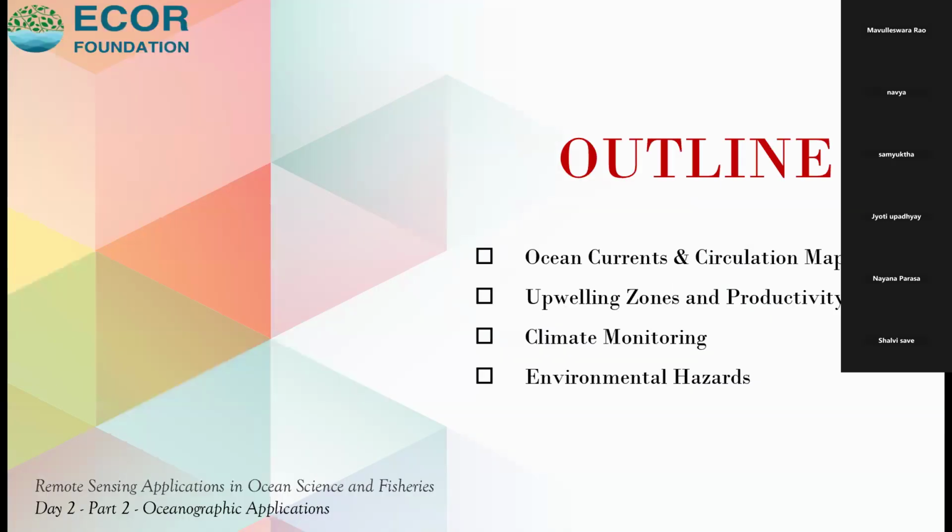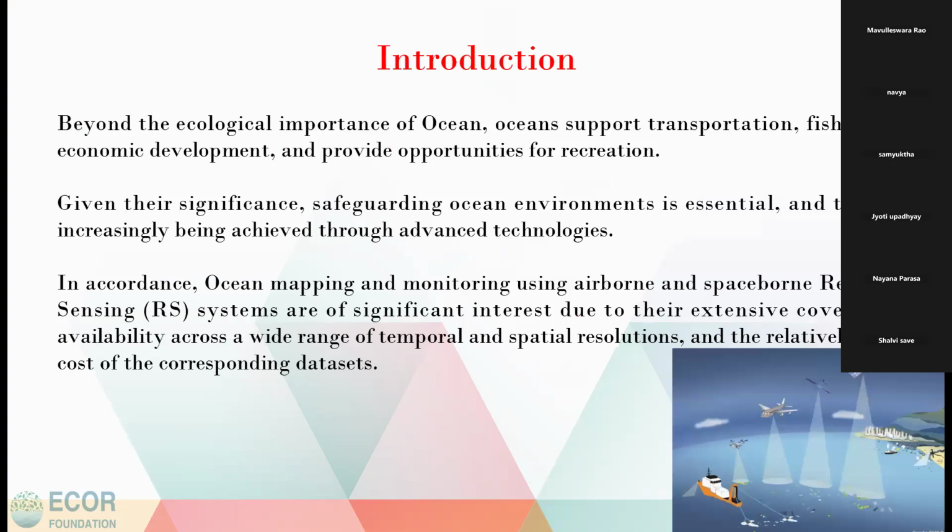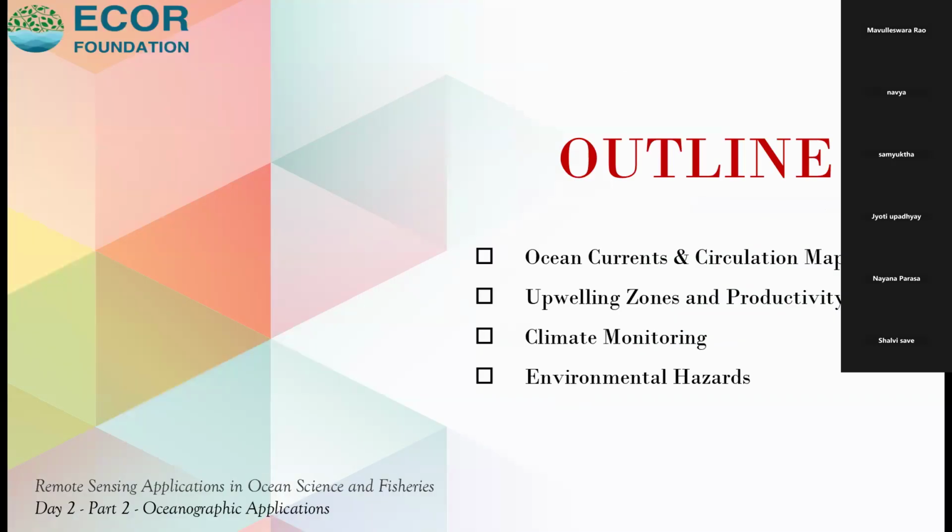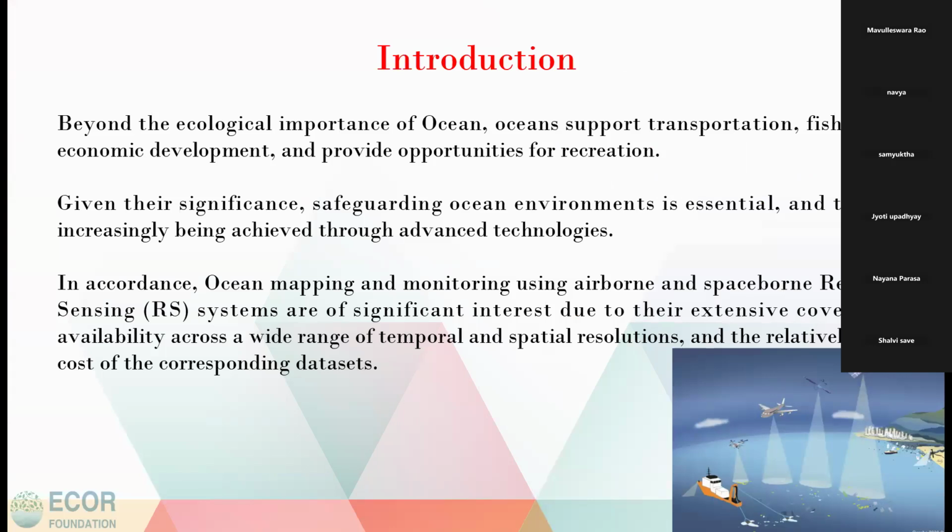So we are at the end of session part one. Now we are going to part two. Here we'll be discussing ocean currents and circulation, and upwelling zones. Upwelling zones are very important zones where the fish catch will be higher, as well as climate monitoring and environmental hazards. How remote sensing plays a very important role in that as well. So let's skip the introduction for now.